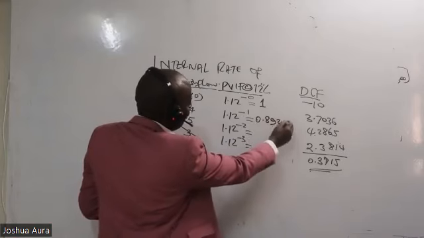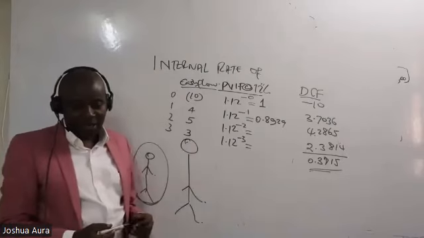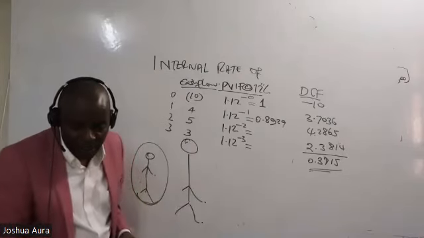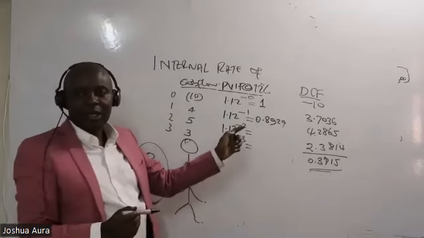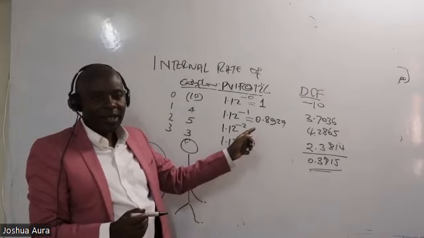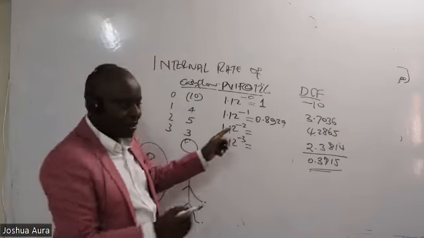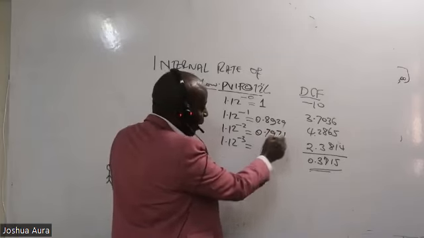0.8929. 0.7970. No. The third one is, what figure are you getting here for the third figure? 0.71. Thank you very much.